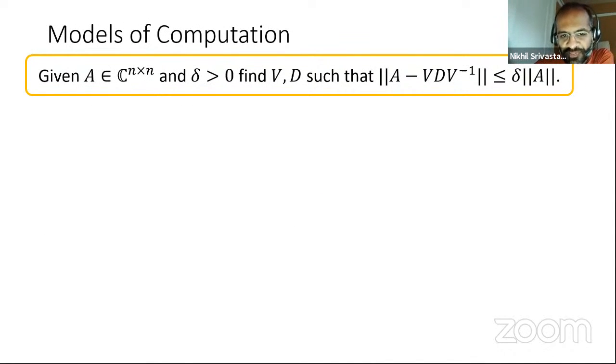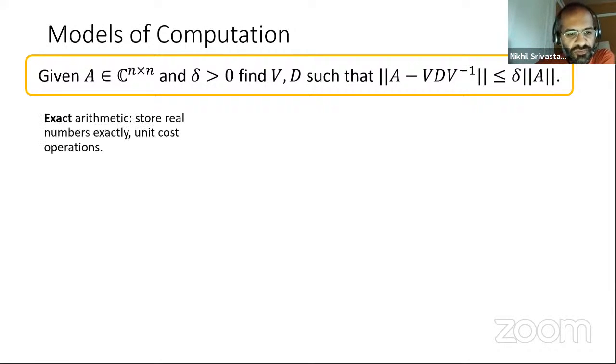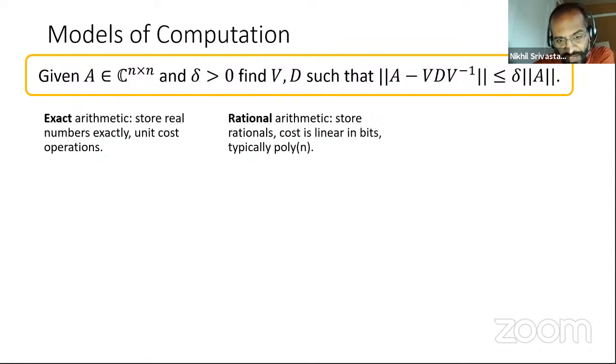There are many models of computation that could be studied. Maybe the most abstract model is exact arithmetic, in which you assume that you can store real numbers on a computer exactly, and it takes unit cost to do arithmetic with them. This is the standard notion in, let's say, algebraic complexity theory. But of course, you can't actually store real numbers on a computer. So maybe a more realistic notion is rational arithmetic, in which numbers are stored as rationals, so numerator and denominator.